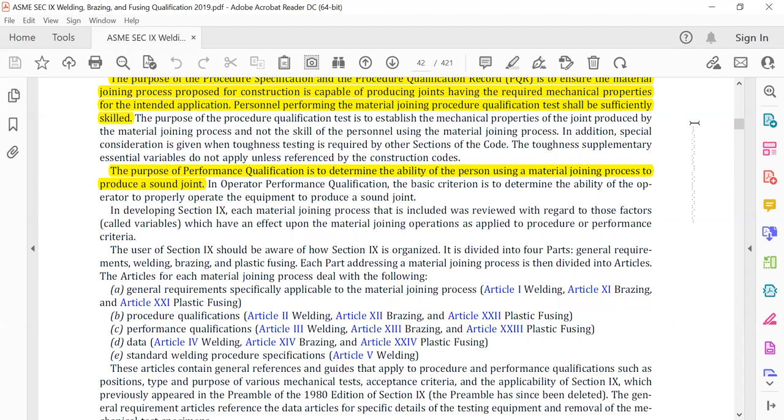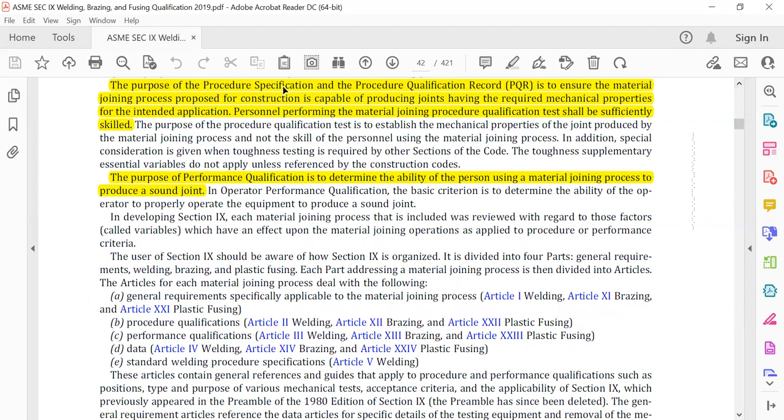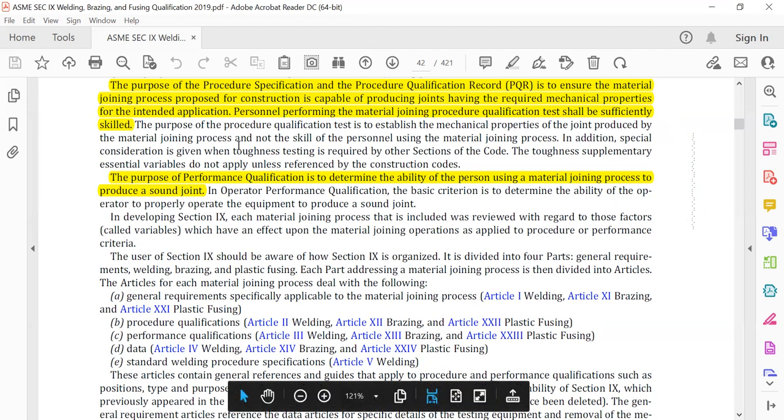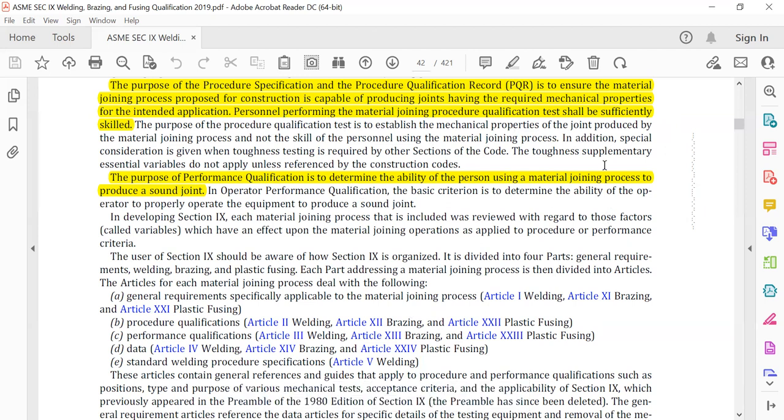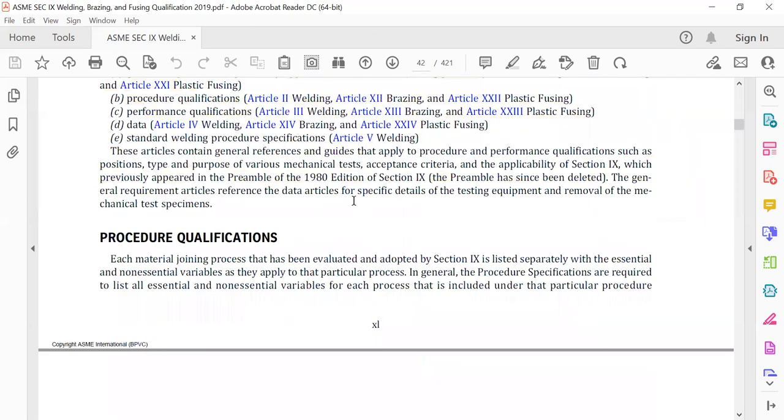The purpose of procedure specification and procedure qualification record, WPS and PQR, is to ensure the material joining process proposed for construction is capable of producing joints having the required mechanical properties for the intended applications. Personnel performing the material joining procedure qualification test shall be sufficiently skilled. The purpose of performance qualification is to determine the ability of the person using the material joining process to produce a sound joint.